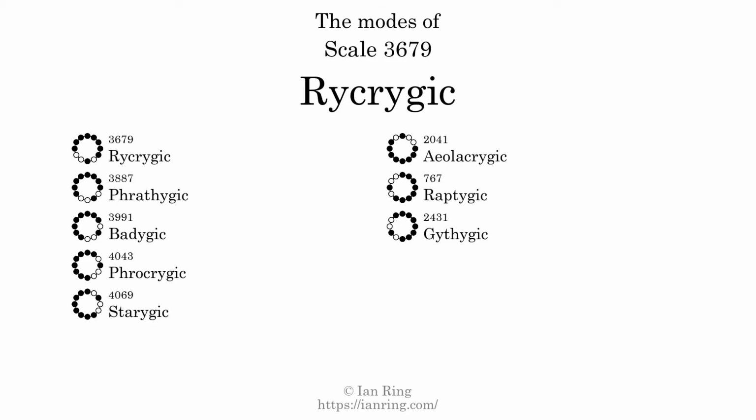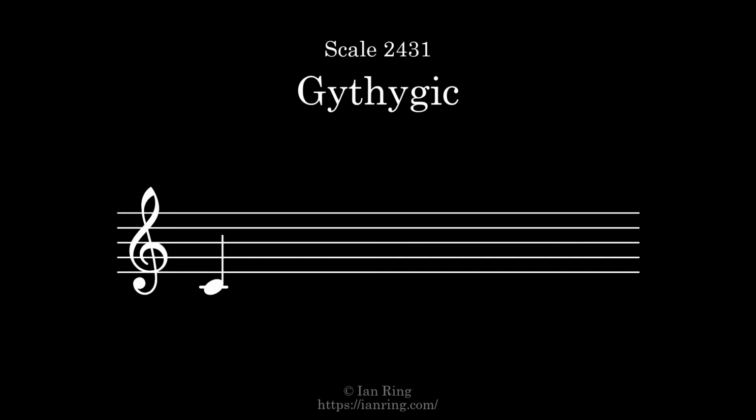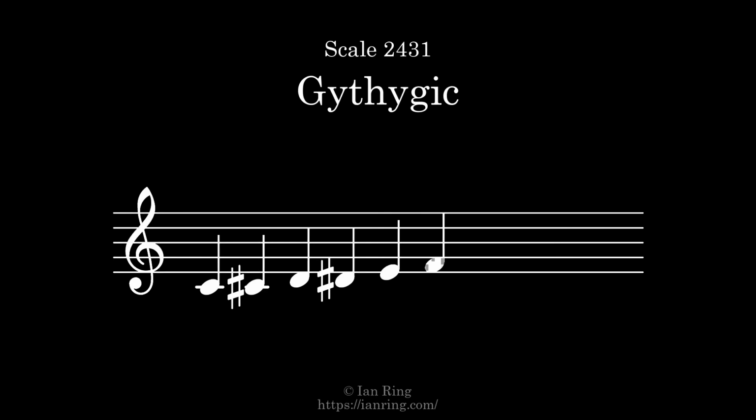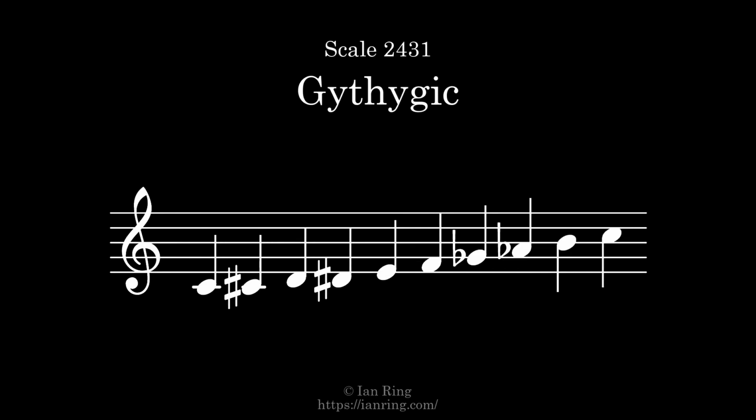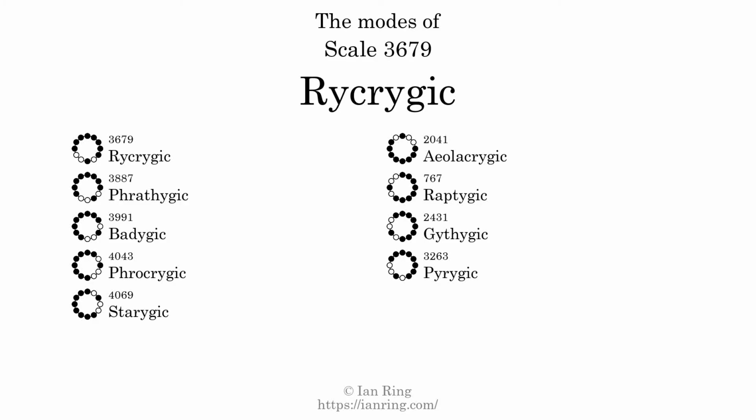The eighth mode is scale 2431, also known as Heteromorphisms. It sounds like this. The ninth and last mode is scale 3263, also known as Heteromorphisms. It sounds like this.